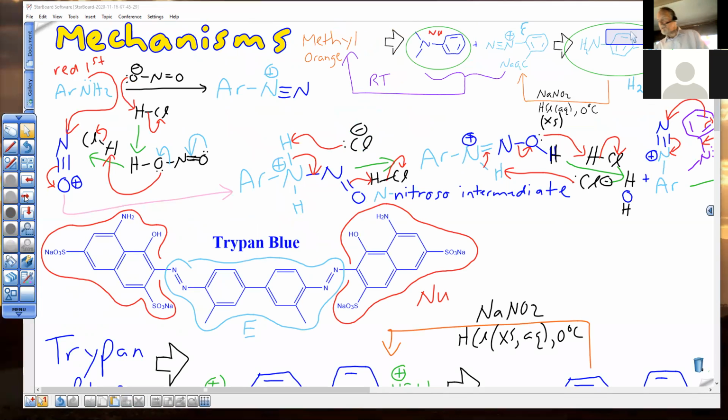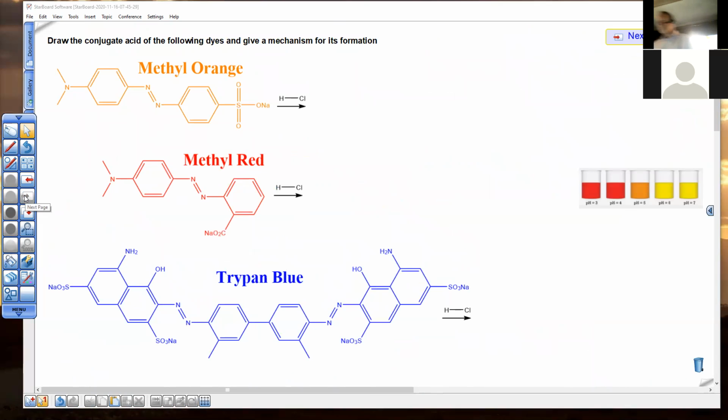Diazonium dyes are called indicators. Indicators often have different colors, in this case at different pHs. So methyl red at pH 3, which is low pH, has a red color. That's where it gets its name. It turns yellow at high pH. This is 4, 5, 6, 7. So if pH is above 5, you're yellow. pH is below 5, you are red. So it got its name there.